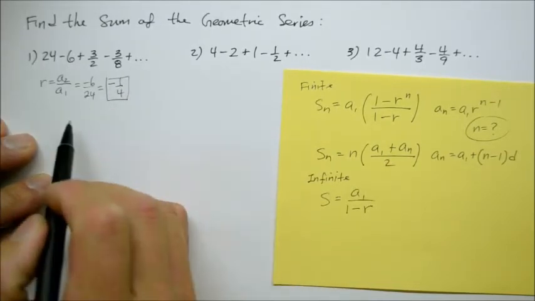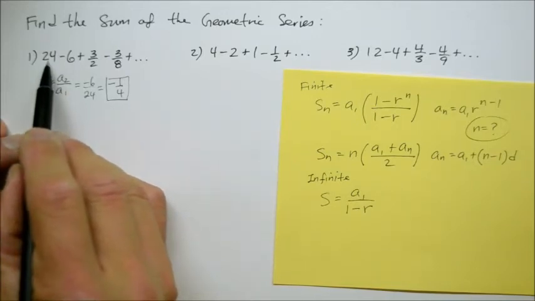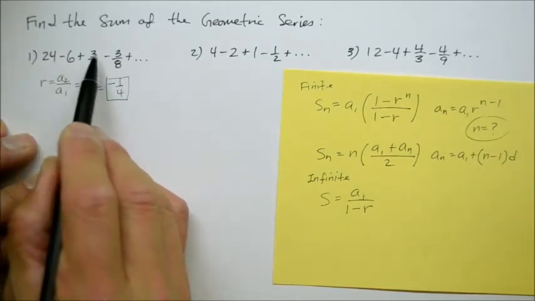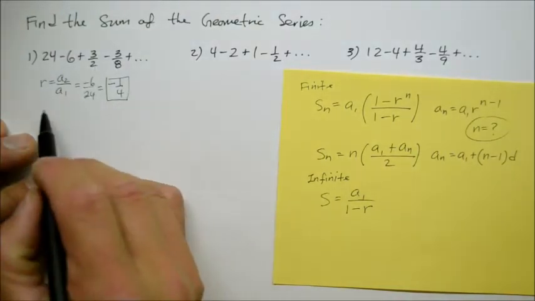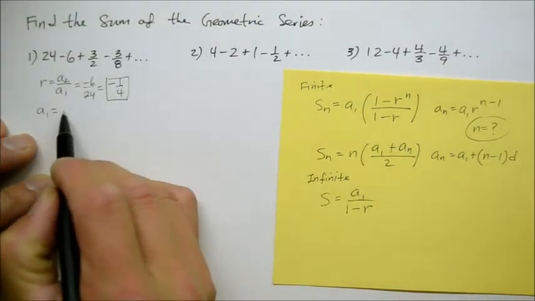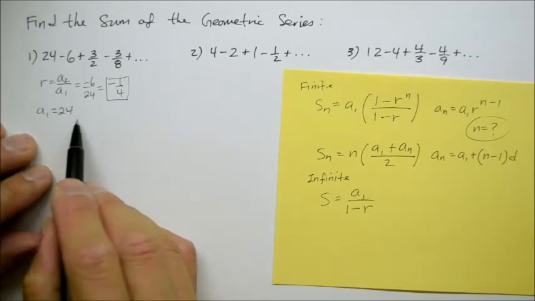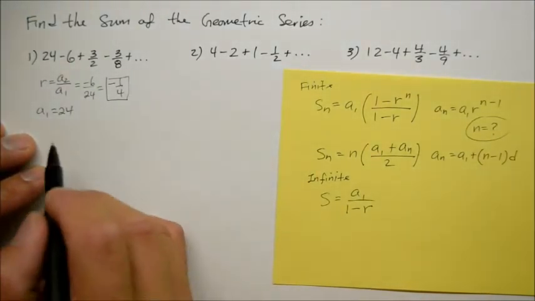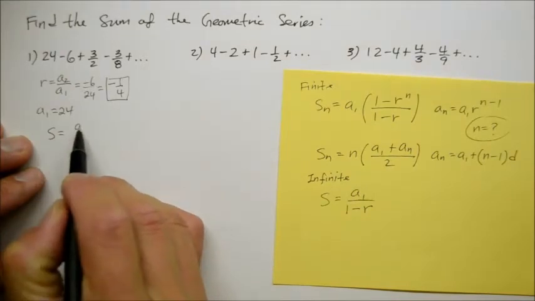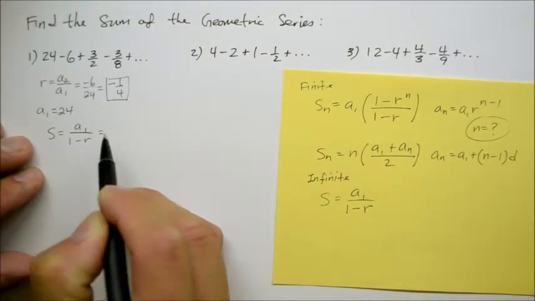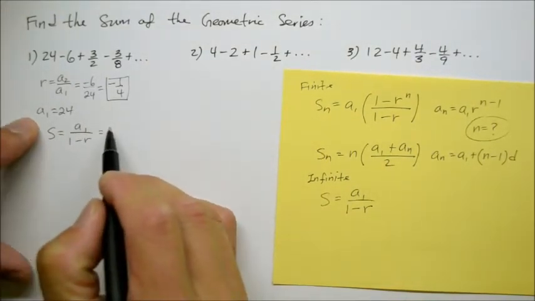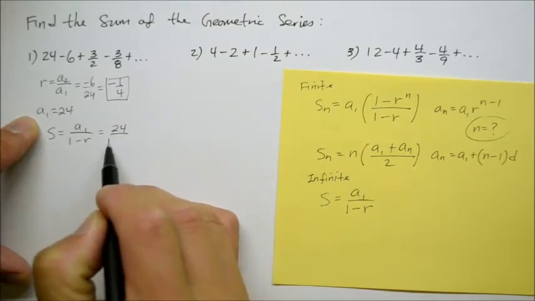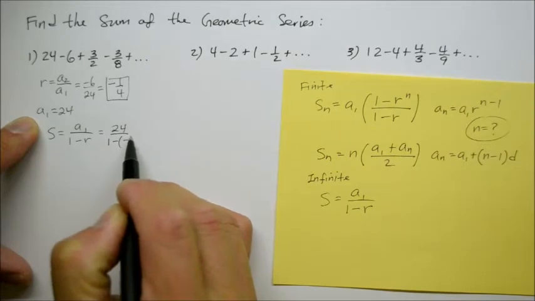So it's going to be multiples of negative 1/4. Negative 1/4 times 24 is negative 6. Negative 6 times negative 1/4 is positive 3 over 2. And the a sub 1, the initial term, is 24. And that's all we need to use our infinite geometric series. So s is equal to a sub 1 over 1 minus r. The initial term in this series is 24, divided by 1 minus negative 1/4.